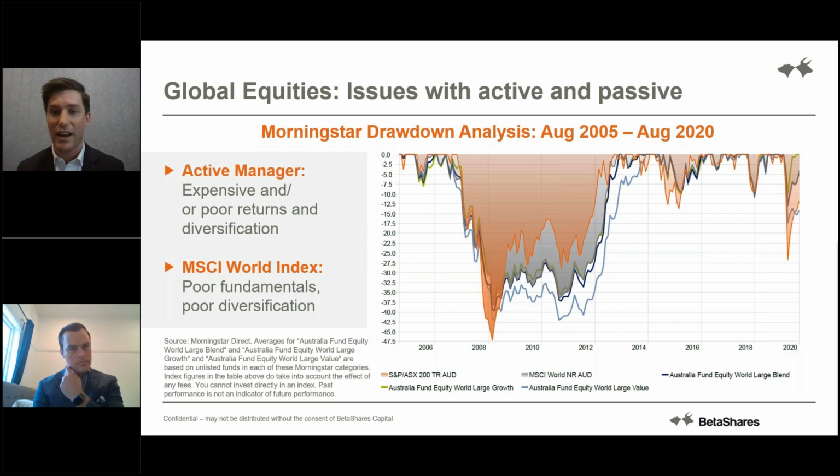In shaded orange is the ASX 200 index, shaded grey the MSCI World, and we have a number of active manager styles also included. And we see that these all typically draw down together in periods of extreme market stress. The reason for this is that the level of correlation between Australian equities and global equities has in fact doubled since the 80s. And so one of the key benefits of using global equities, that diversification benefit, is slowly being eroded. We've got to think about how we can use core global equity exposures to bring back some of that diversification benefit.